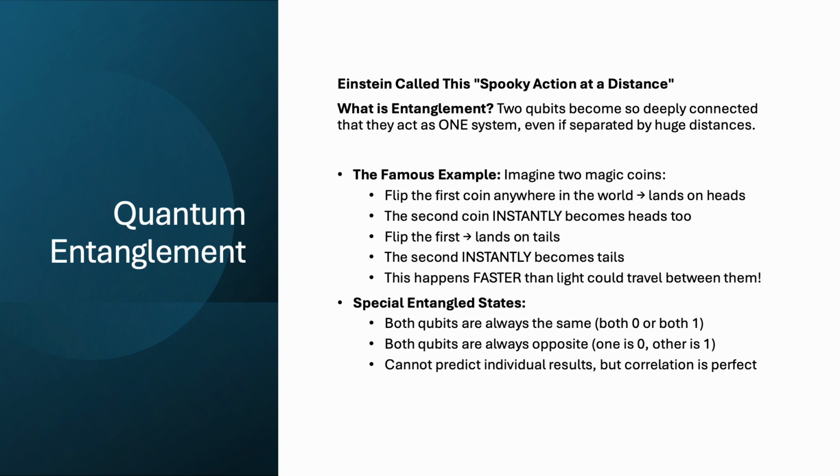The moment you measure the first qubit and get, say, 0, the second qubit instantly becomes 0 as well, even if it is on the other side of the galaxy. If you measure the first qubit and get 1, the second instantly becomes 1. The correlation is perfect and instantaneous.